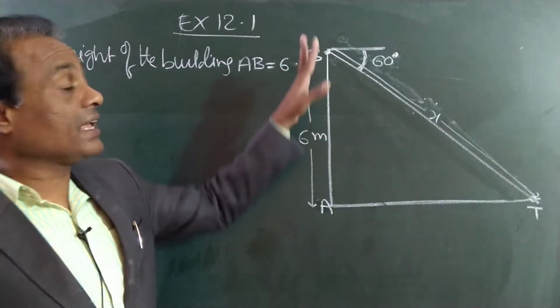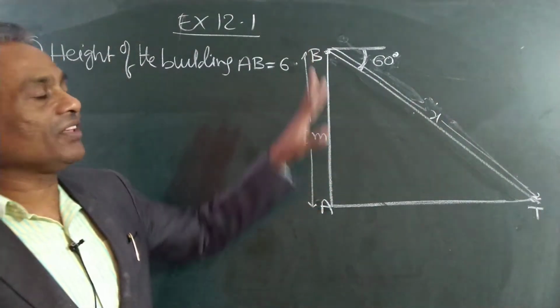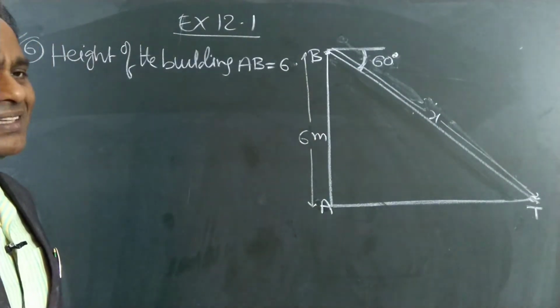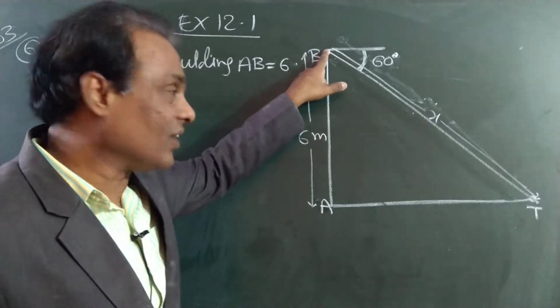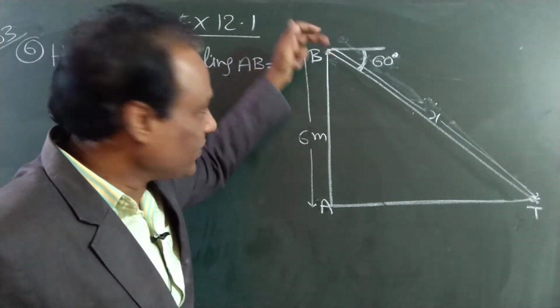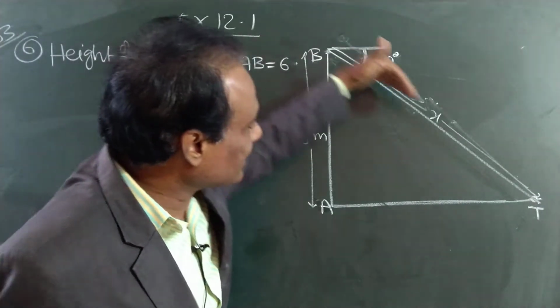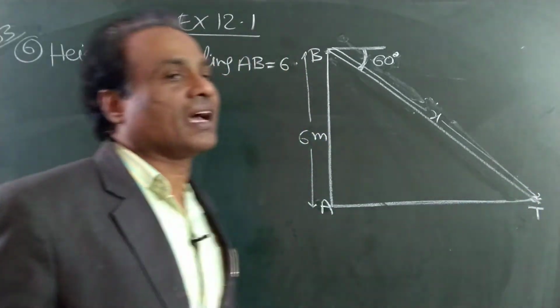Height of the building AB is equal to 6 meters. It is given. B is the observing point. Write down, B is the observing point. So from here we are hitting the target. You are standing at B and T is the target.